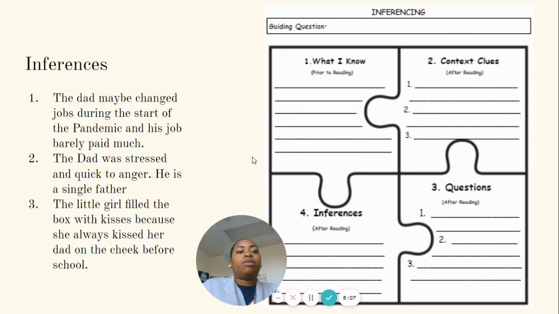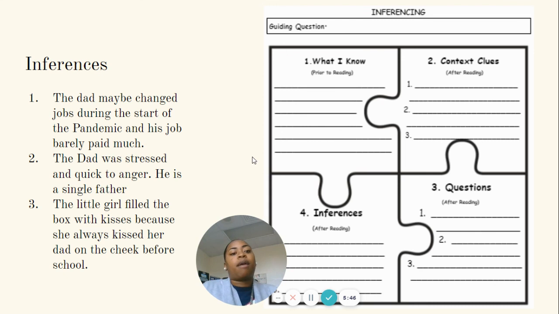The next thing is to make inferences. Based off of the questions that we asked, we're trying to answer those questions using some type of relevance to what is going on, what we already know, or things that might be happening within our environment. The first thing I put down is that the dad maybe changed jobs during the start of the pandemic and his job barely paid much. So maybe he was working a limited job. He didn't have as much money, which led me to the next inference, that maybe the dad was stressed and quick to anger. He was a single father, so there's no telling what type of weight he was carrying on his shoulders.